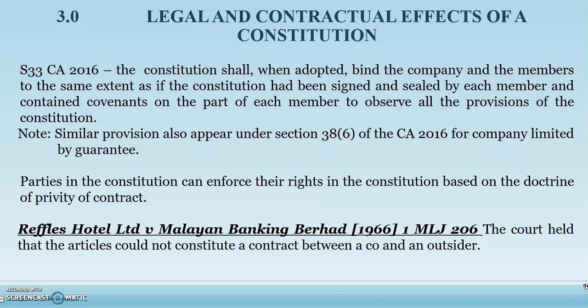Now, this can be further strengthened by this case. If you look at the case of Raffles Hotel Limited v Malayan Banking Berhad, the court held that articles could not constitute a contract between a company and an outsider. So it means that it's only a binding contract between the company and its members, or between the members themselves. When we talk about binding legal contract, we're going to look into two things. First, binding contract between company and member, and second, binding contract between members inter se.